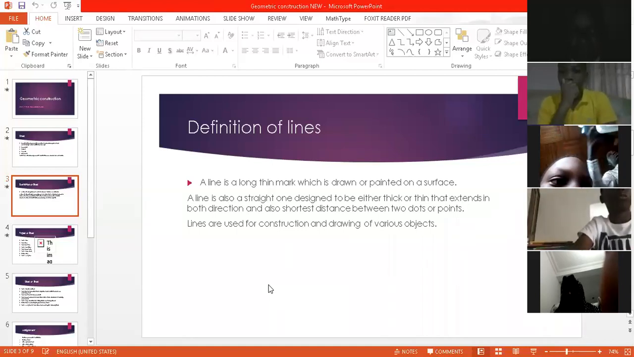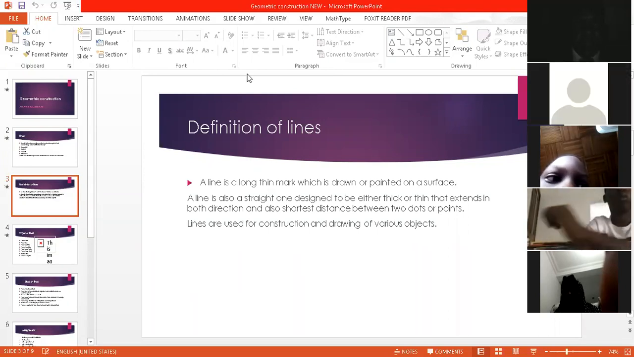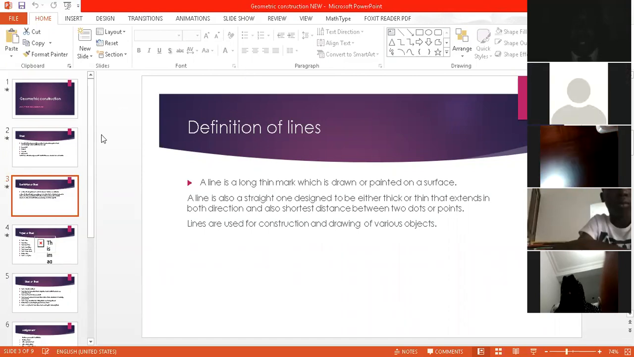Like I said, a line is a long thin mark which is drawn or painted on a surface. A line is also a straight one designed to be either thick or thin that extends in both directions, and also the shortest distance between two dots. So, lines are used for construction and drawing of various objects.